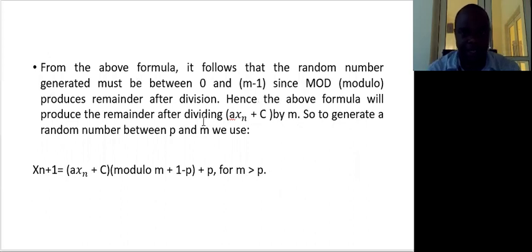From the above formula, it shows that the random number generated must be between 0 and m minus 1. That is, the number must lie between 0 and the modulo. Since modulo produces the remainder after division, the above formula will produce the remainder after dividing a x_n plus c by m. So to generate a random number between p and m, for instance, we have to use the formula x_{n+1} = (a x_n + c) mod (m + 1 - p), all in brackets, plus p, for m greater than p.